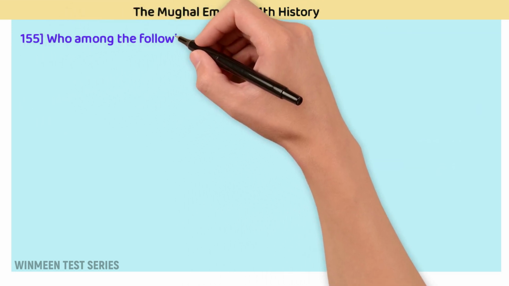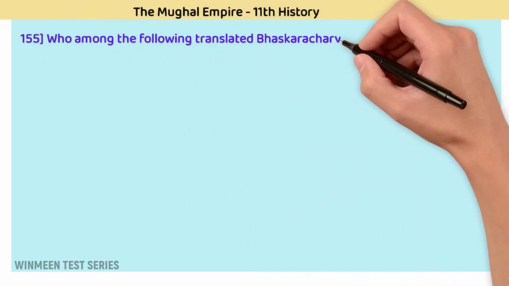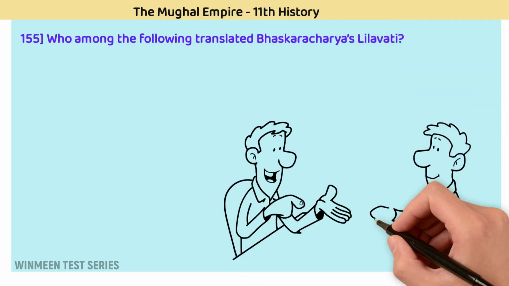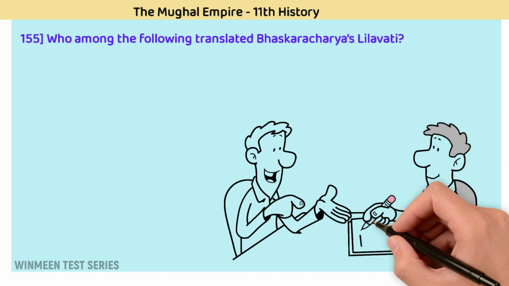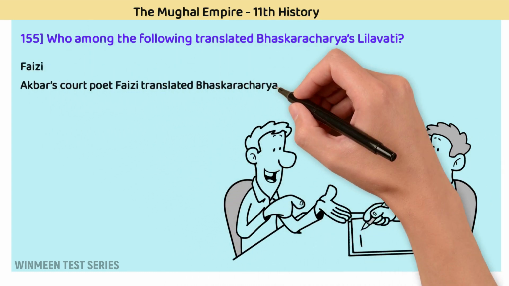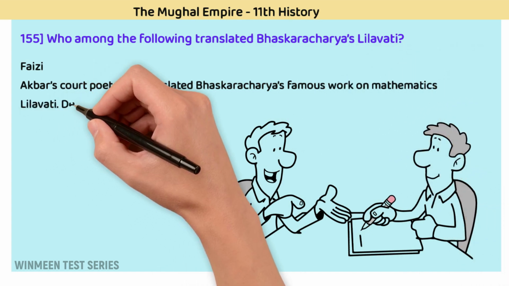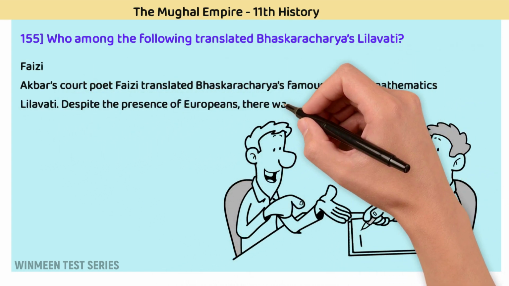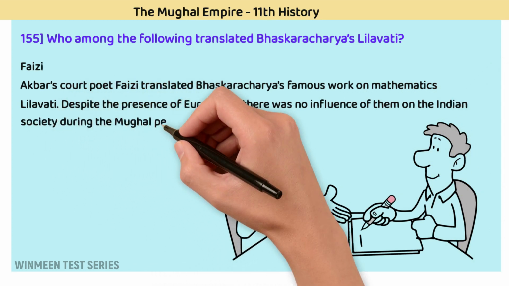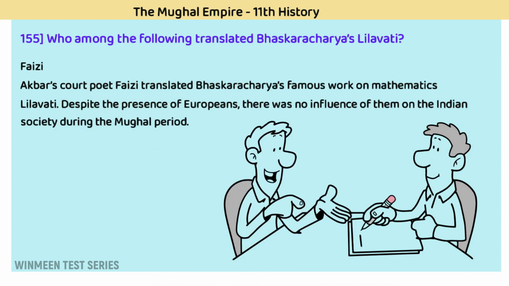Question number 155. Who among the following translated Bhaskaracharya's Leelavati? The answer is Faizi. Akbar's court poet Faizi translated Bhaskaracharya's famous work on mathematics, Leelavati. Despite the presence of Europeans, there was no influence of them on the Indian society during the Mughal period.